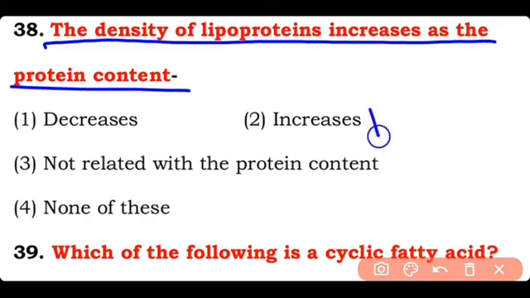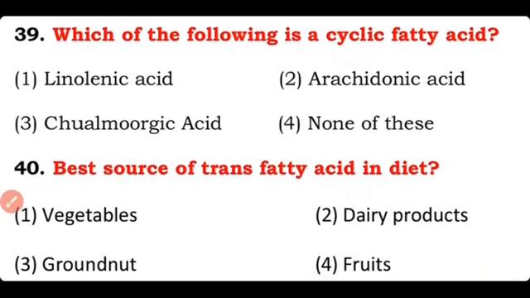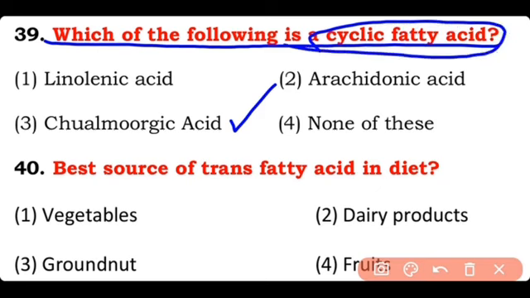None of these. So correct answer is option 2. The density of lipoprotein increases when the amount of protein increases. Question number 39. Which of the following is a cyclic fatty acid? Linolenic acid, arachidonic acid, sterculic acid, or none of these. So correct answer is option 3. Sterculic acid is a monounsaturated cyclic fatty acid.